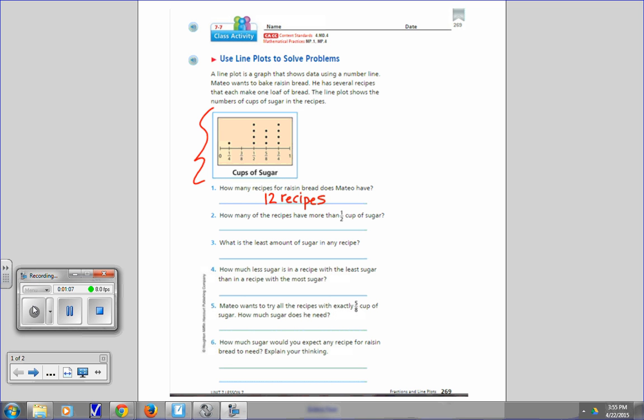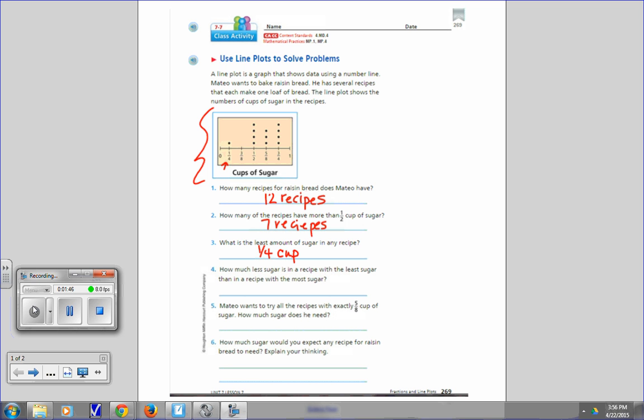How many of the recipes have more than half a cup? More than half a cup. Well, I don't want half a cup because I want the more. So I count only these dots right here because this is half and these would be more than half. So there are 7 recipes with more than half. What is the least amount of sugar in any recipe? So what is the smallest amount? Would be this one over here, right? 1/4 cup is the smallest amount.